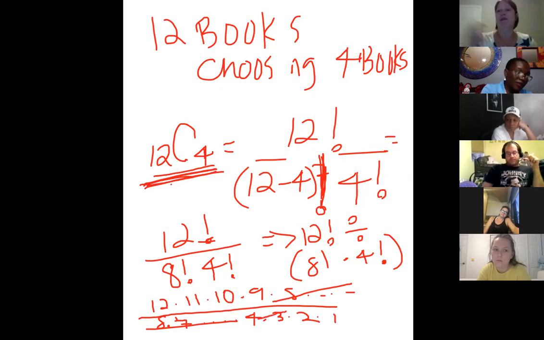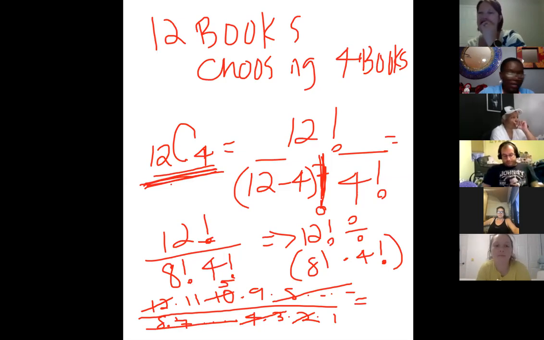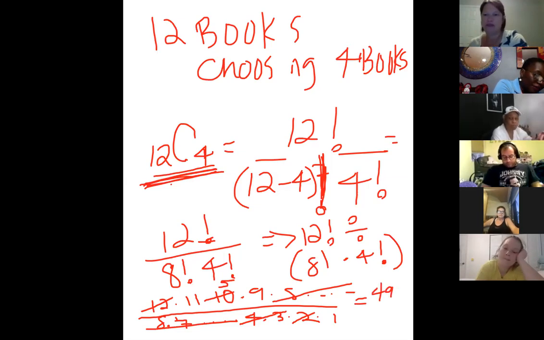4 factorial is 4 times 3 times 2 times 1. 4 times 3 is 12. It cancels out with this, okay? And then 2 goes into 10 5 times. So here you would do 11 times 5 times 9. Let's see what it comes out to. Somebody plug that on the calculator for me, please. 495. So this would be your answer, 495.